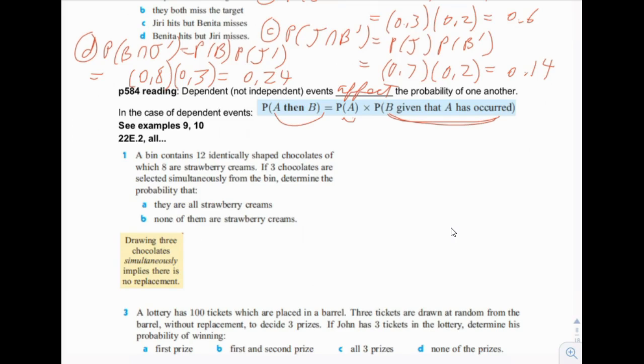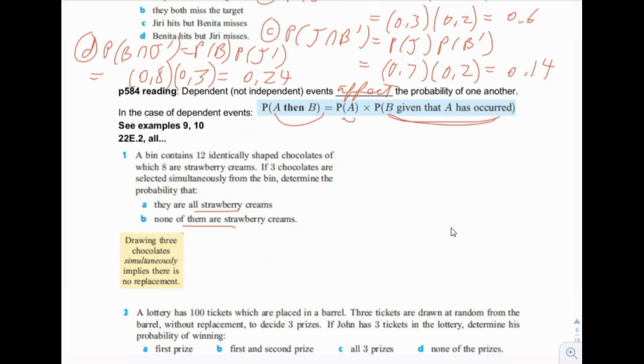Okay. Number 1. A bin contains 12 identically shaped chocolates, of which 8 are strawberry creams. If 3 chocolates are selected from the bin, determine the probability that they are all strawberry creams, none are strawberry creams. Okay.